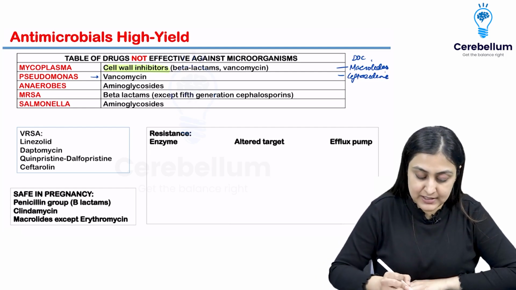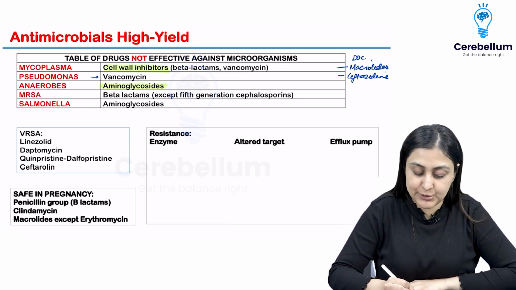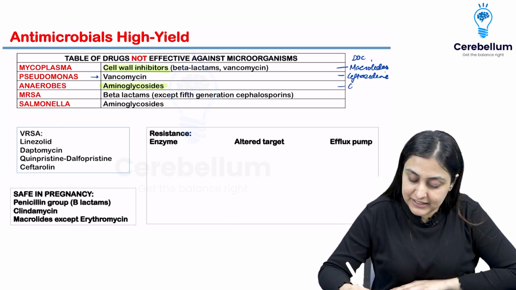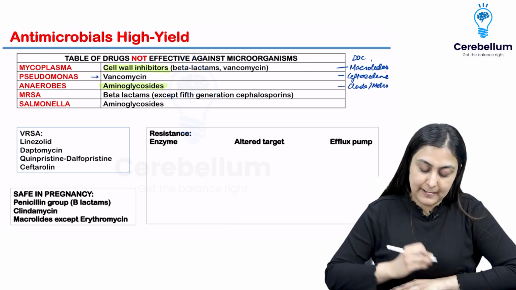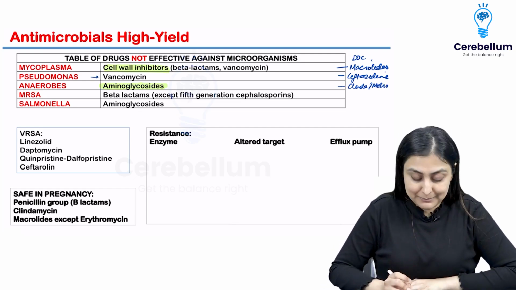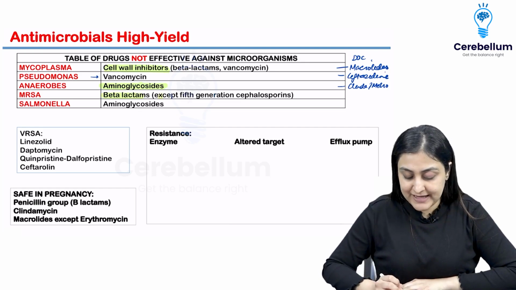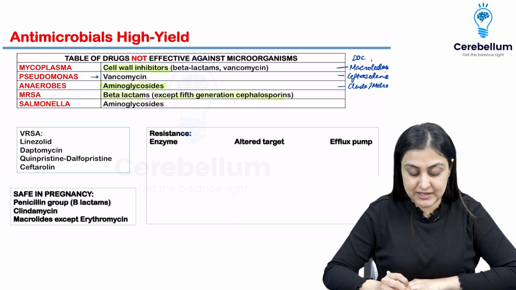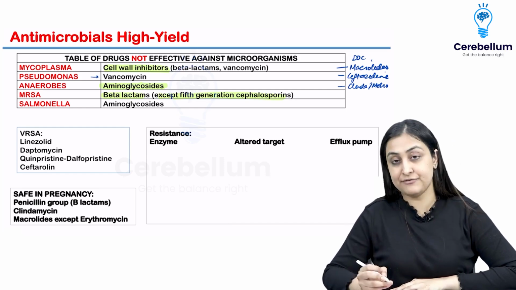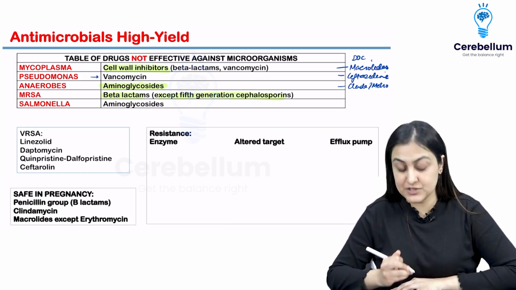Anaerobes, as we discussed, aminoglycosides need oxygen to act, so they're not effective, and we have clinda and metronidazole as the drug of choice. For MRSA, remember, beta-lactams are not effective except 5th generation. So this is the exception wherein you have ceftobiprole, which is effective against MRSA.